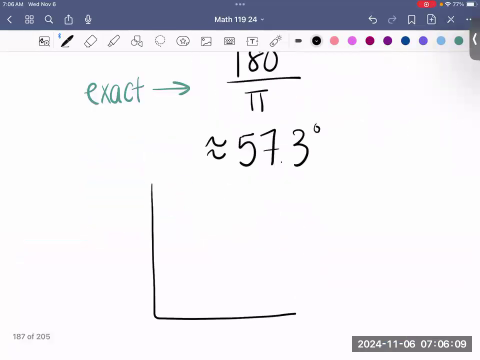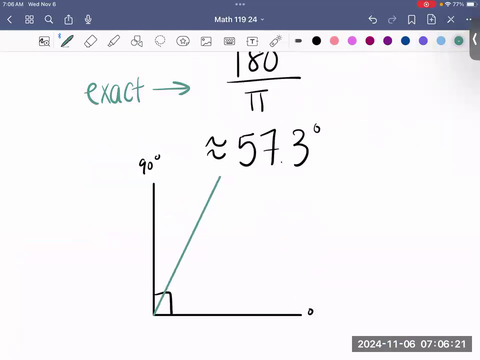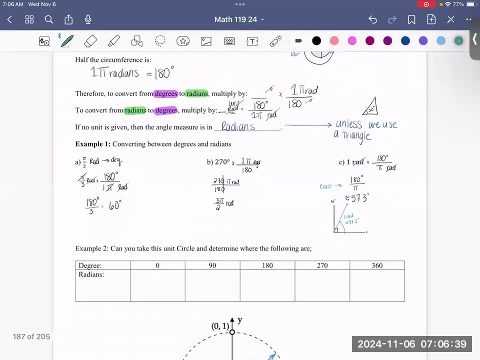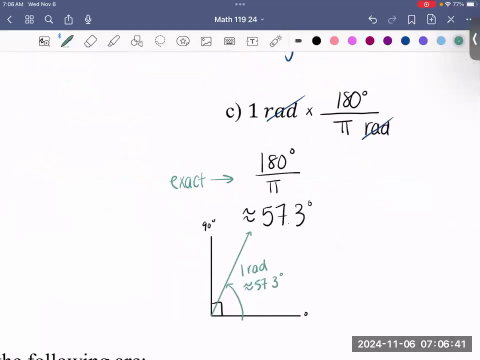So on my unit circle, if this is a 90-degree angle and this is 0, our angle is about 57.3 degrees. So this is 1 radian, or about 57.3 degrees. I may have been saying 53 degrees; it's 57.3 degrees. Now let's get a little bit more conversion.